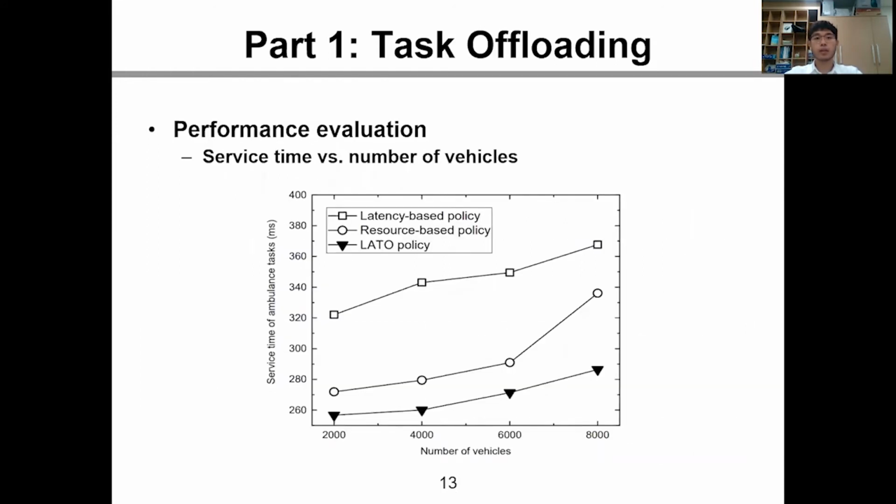Next, we will evaluate the service time versus the number of vehicles. From the first glance, we can conclude that LATO performs better than other baseline policies because at each number of vehicles, the service time is lower. At 8,000 vehicles, the average speed of the ambulance drops to 33.55 km per hour. Again, longer mission duration means more tasks need to be offloaded.